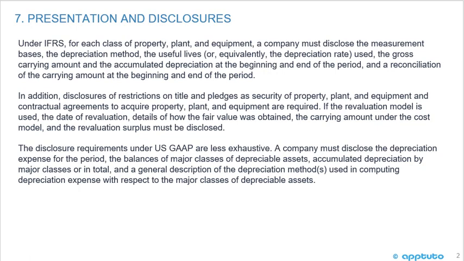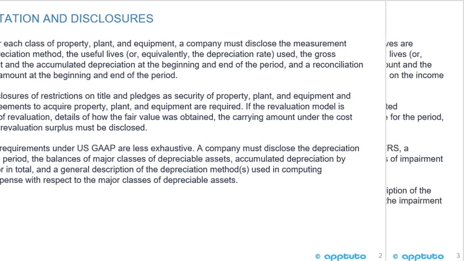The disclosure requirements under U.S. GAAP are less exhaustive. A company must disclose the depreciation expense for the period, the balances of major classes of depreciable assets, accumulated depreciation by major classes or in total, and a general description of the depreciation method or methods used in computing depreciation expense with respect to the major classes of depreciable assets.